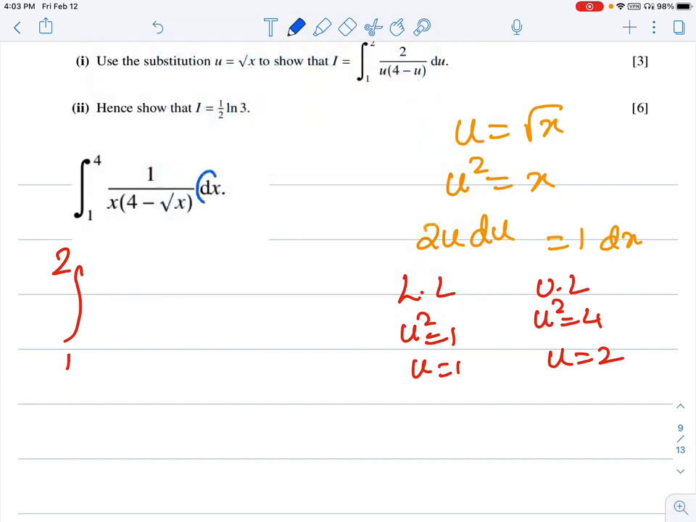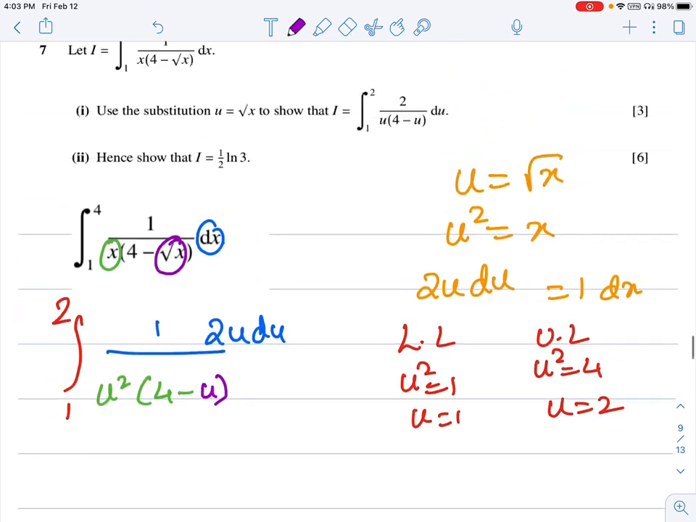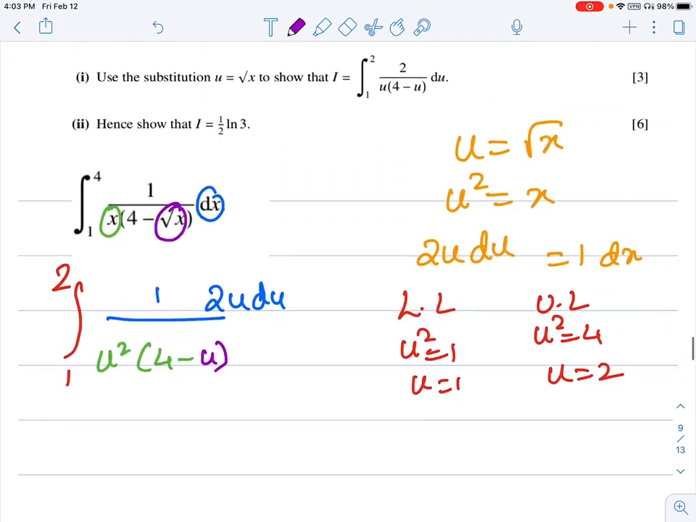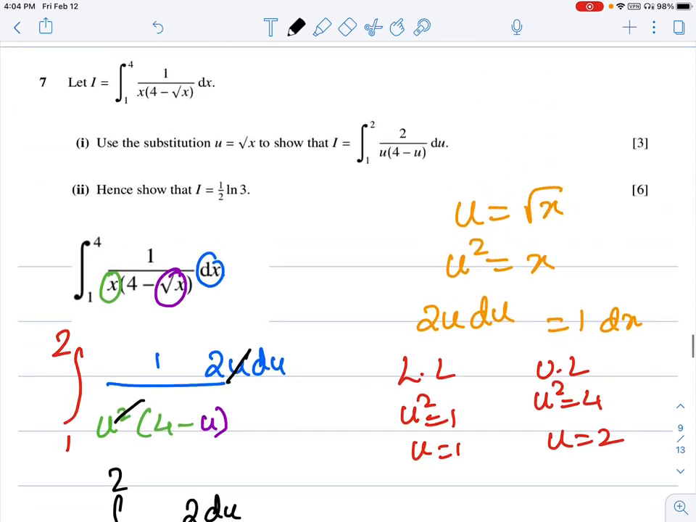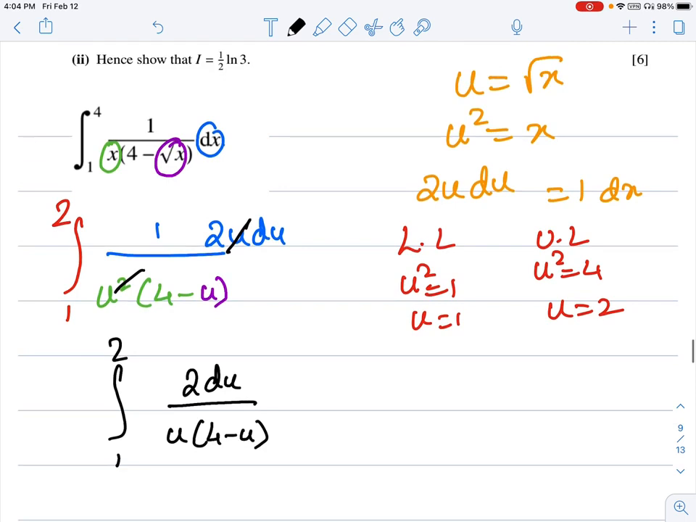Now dx is nothing but 2u du. So 1 upon x, what is x? x is u squared. Then 4 minus root x. What is root x? Root x is u. So I got the substitution. You can see that one u and u cancel. So it becomes the integral from 1 to 2 of 2 du by u times (4 minus u). That is what is being asked. Now hence show that I is equal to 1/2 ln 3.